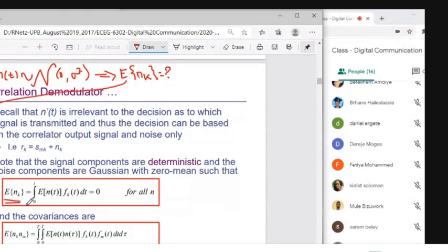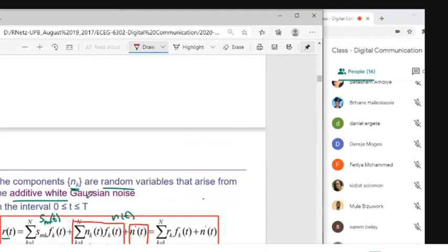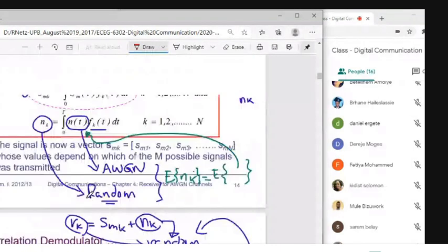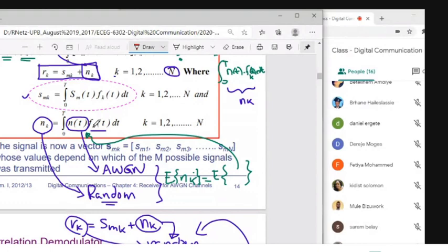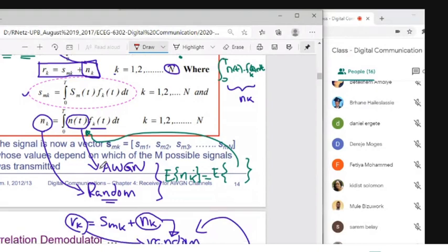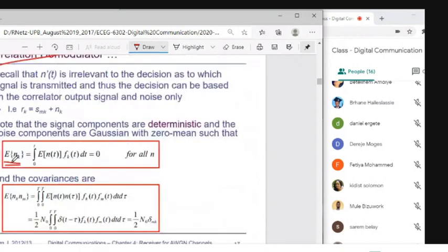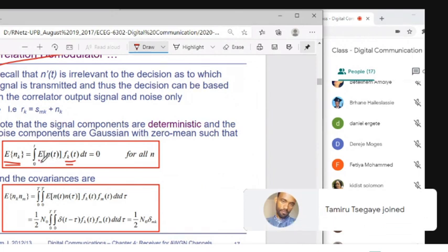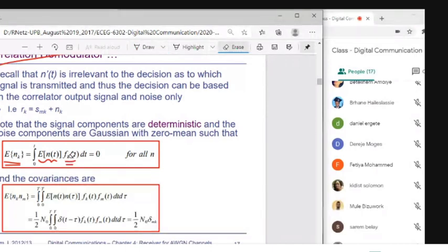The expectation of the k-th component n_k is, by definition, n of t projected on f_k of t. So the expectation of n_k is the expectation of n of t times f_k of t. f_k is deterministic, so the expectation operation acts on n of t. But we know that the mean of n of t is zero by definition, so this implies the mean of n_k is zero.